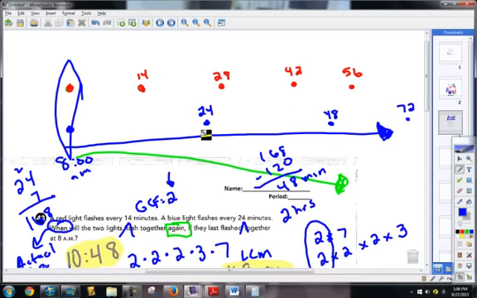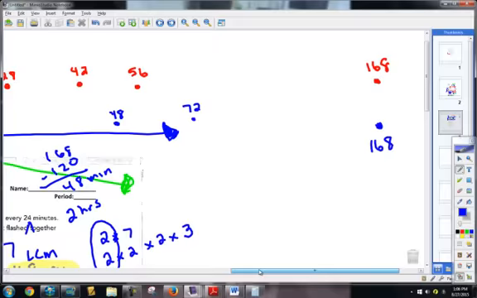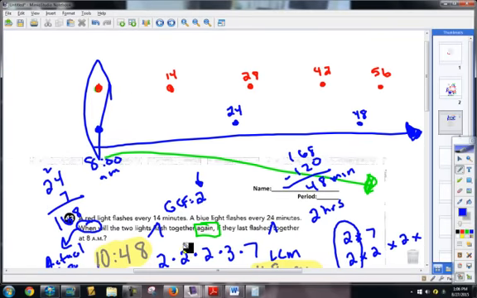At 10:48, that is when the two lights will actually flash simultaneously, which means at the same time. Which makes sense because look how far they're staggered here. They're not happening together. If I kept going here, I could keep going forever and ever, and eventually I would get to the point where I was at 168 here, and I was at 168 here, and they were happening at the same time.